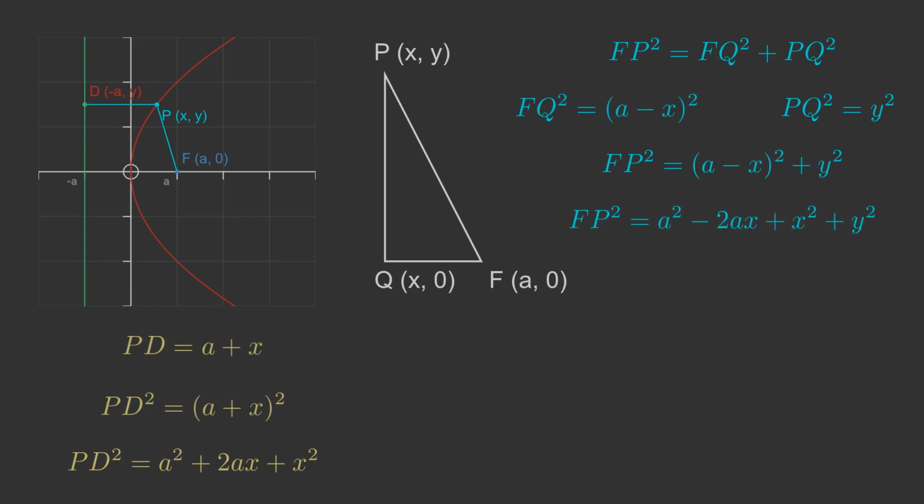Since FP and PD are the same length, it follows that FP squared equals PD squared. Substituting the expressions we just calculated for FP squared and PD squared, we get this. The terms in a squared and x squared cancel out, so the equation can be simplified to y squared equals 4ax, which of course is the parabola formula.